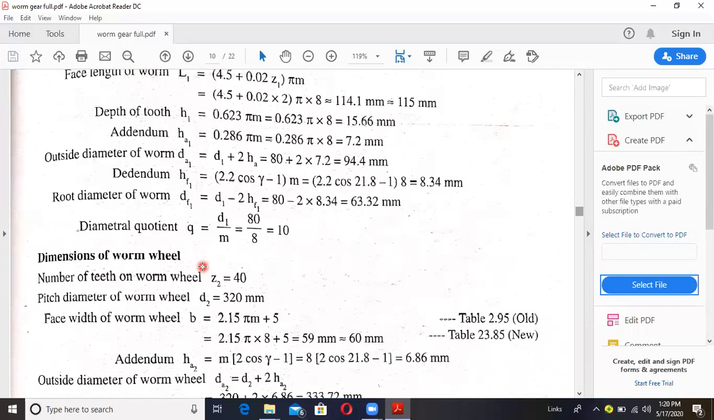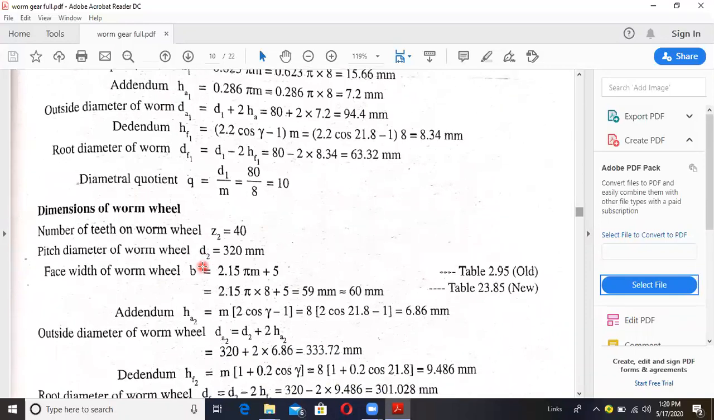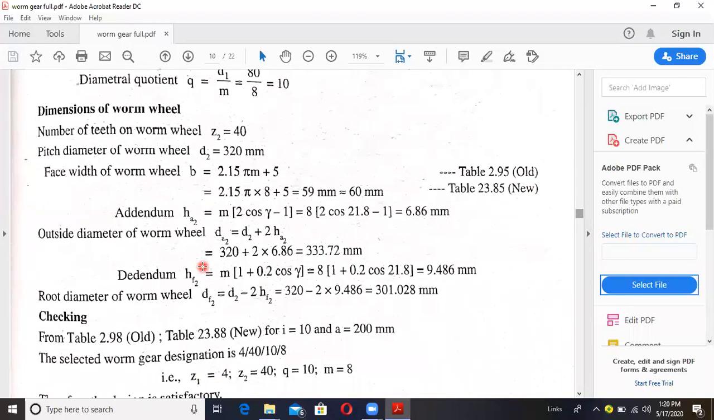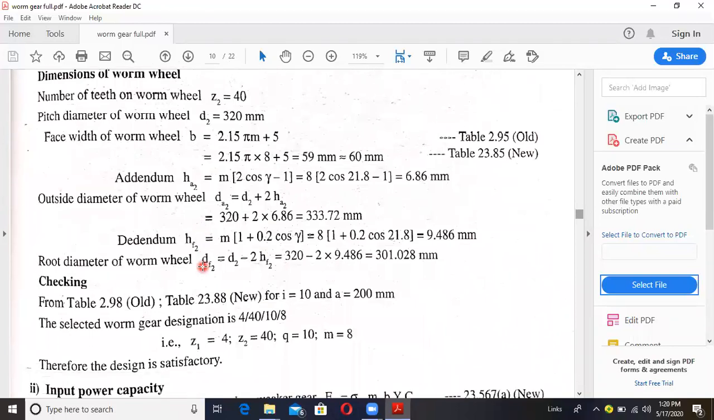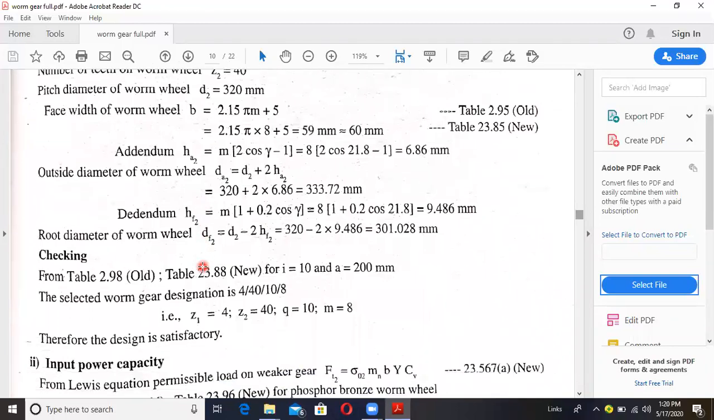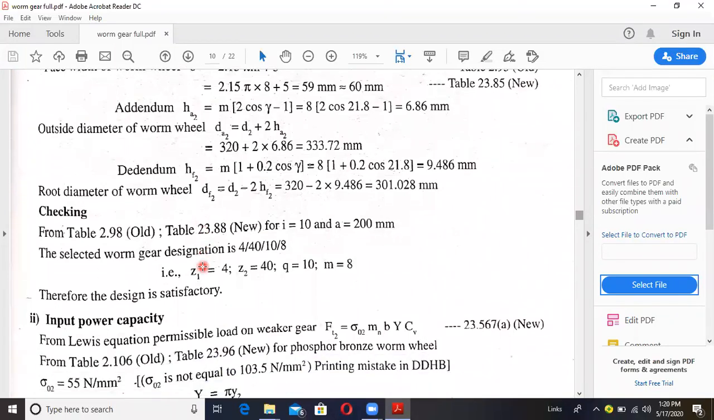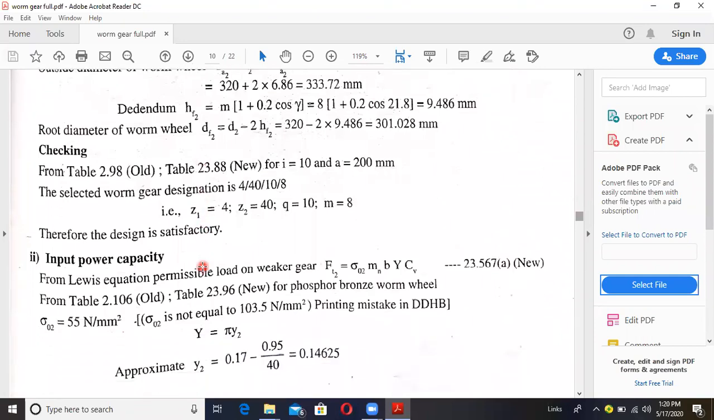If you go to the table, we will get the formulas. We substitute M, Z1, Z2, or whatever is unknown, and we calculate all the dimensions. That is the next step. Any doubt in the calculation of dimensions?